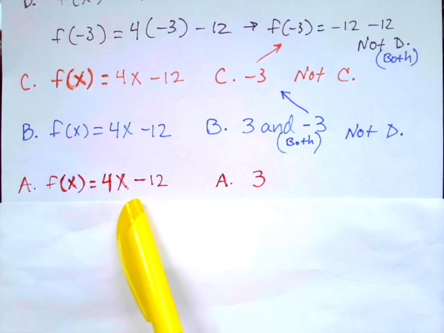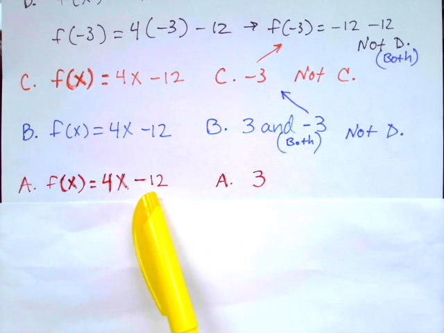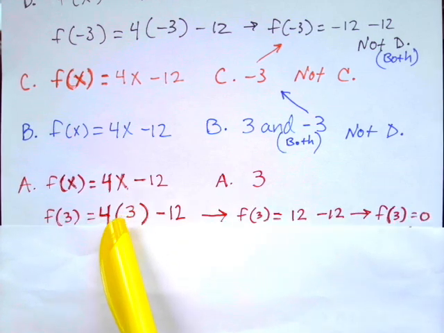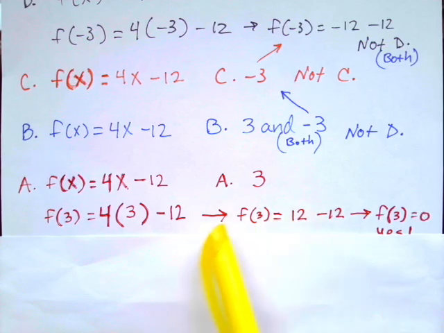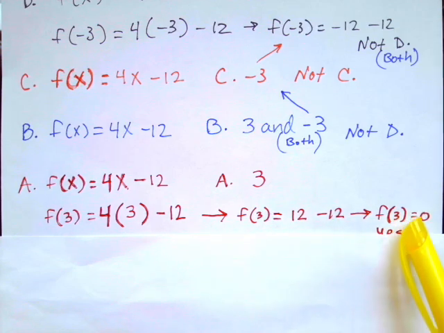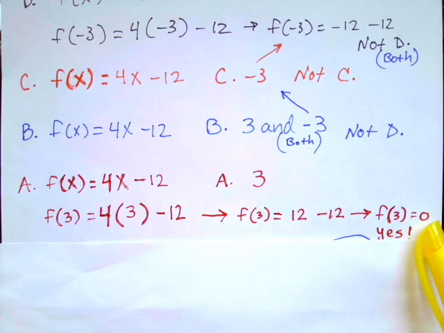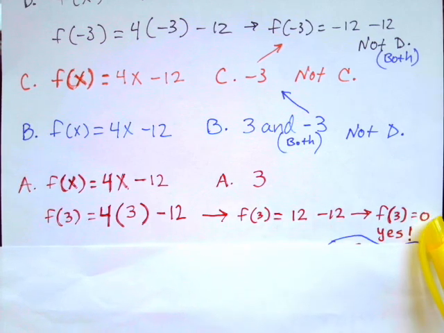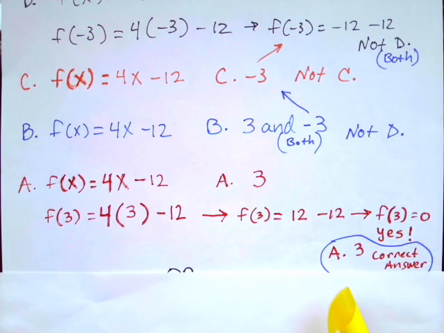F of x equals 4 times x minus 12. A is 3. So I can substitute a 3 here for the x, which is what I'm doing now. And so what is 4 times 3? It's positive 12 minus 12. F of 3 equals 0. Yes, this is a 0. Positive 3 is a zero of the function, right? So A would be your correct answer here, 3.